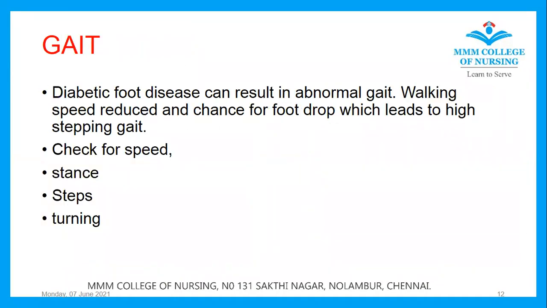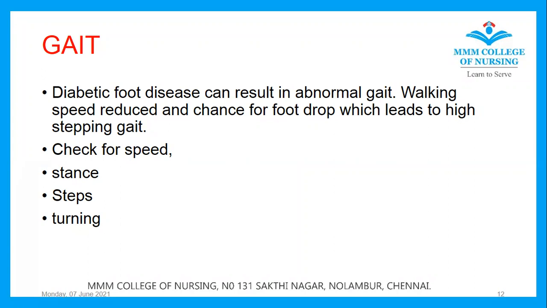Next, we have to assess the gait of the patient. Diabetic foot disease can result in abnormal gait because of abnormal sensation. So we have to check speed, stance, stability, steps, and turning. Gait speed may be reduced significantly in patients with advanced peripheral neuropathy. Stability is also difficult for the peripheral neuropathy patient. High steps we can identify with the presence of foot drop. So that also we can identify.